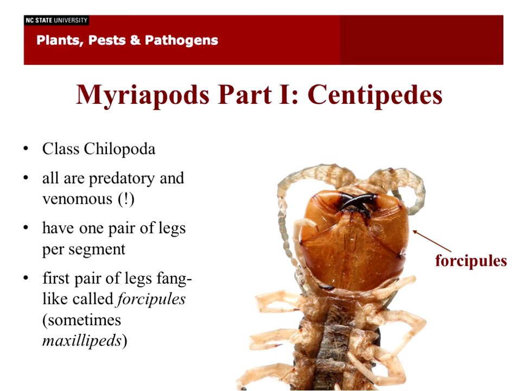Now, unlike their millipede relatives, they have one pair of legs per segment. So here you see the one leg on each side of each segment. And the first pair of legs is actually developed into fang-like structures called forcipules. Though they look like fangs, like on a spider or a snake, these are actually the front legs that are heavily armed and have this very sharp tip and can deliver venom.